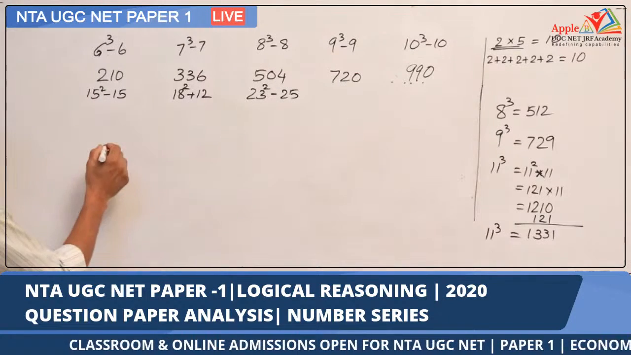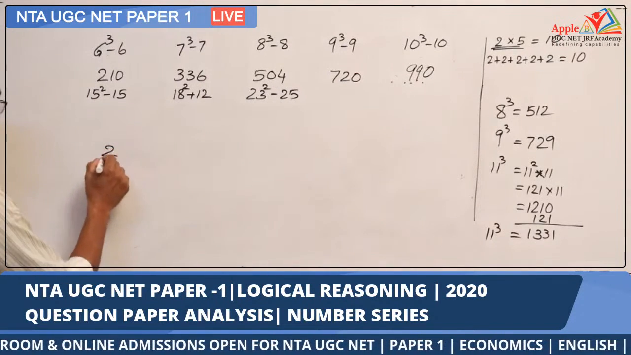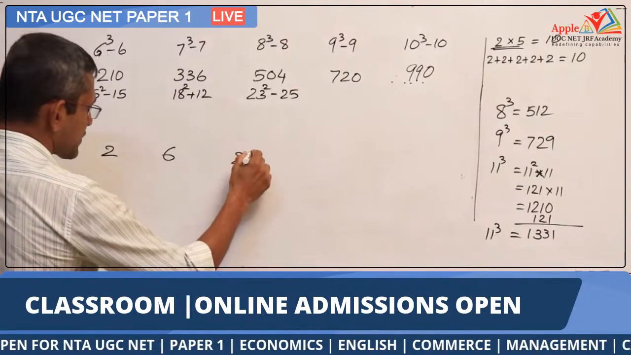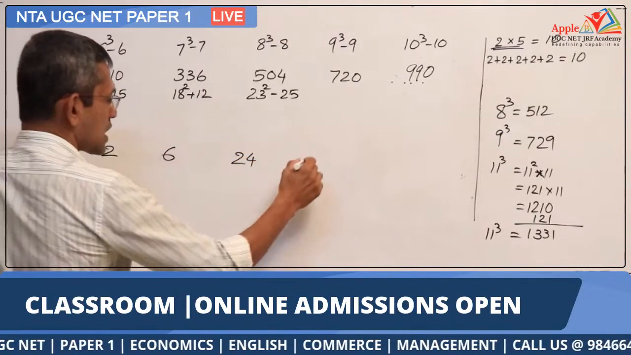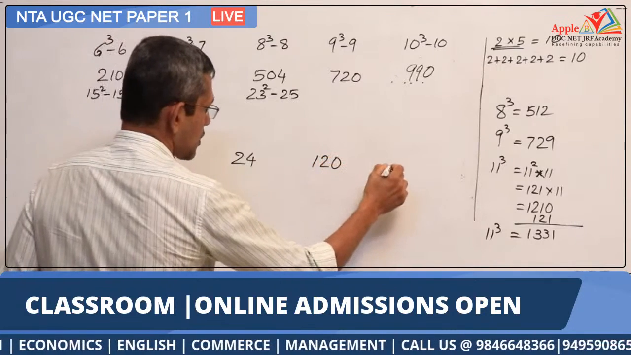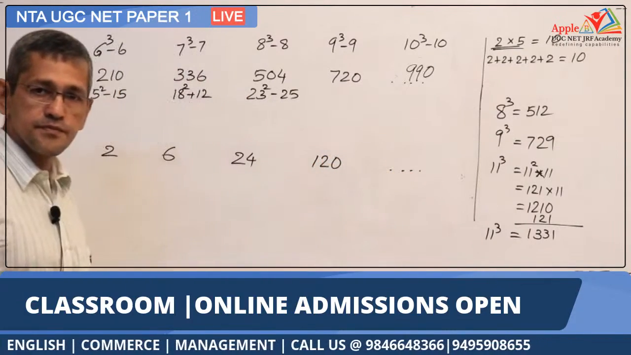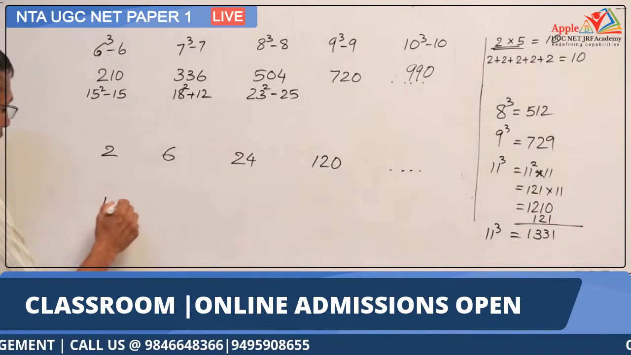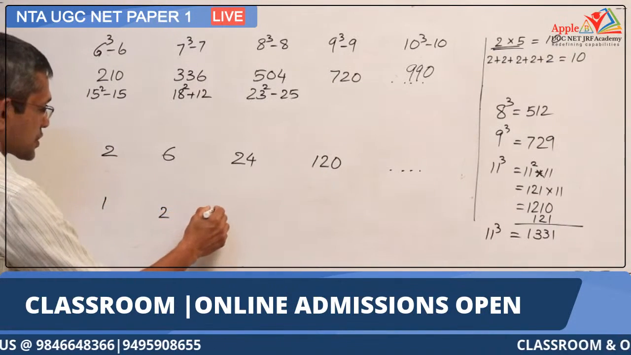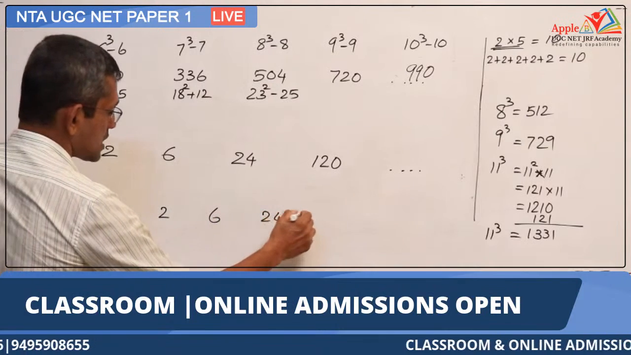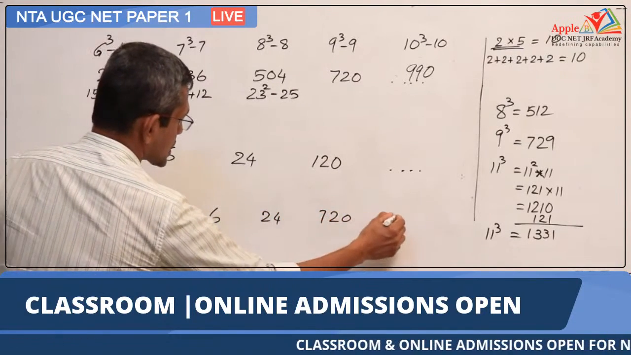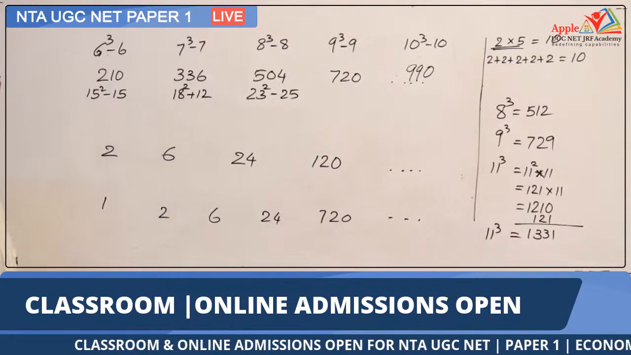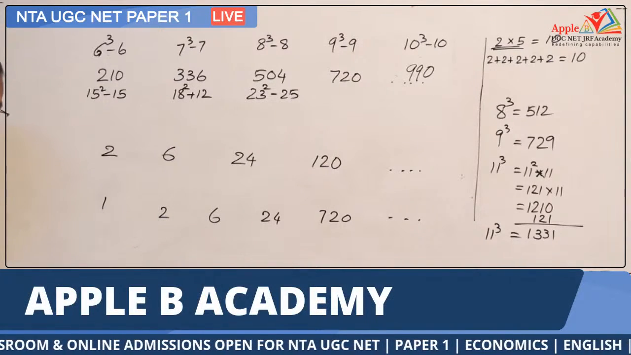So let's say the numbers are 2, 6, 24, 120. What's the next number in the series? Oh, I'll make it a little easier for you: 1, 2, 6, 24, and 720. Since you have this 1 here, it's pretty easy to get the pattern. That is really helpful. So look at it.